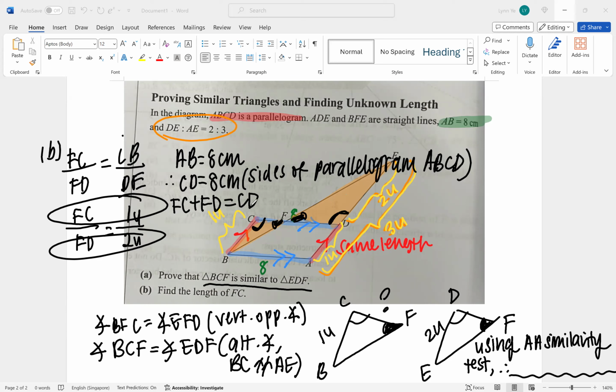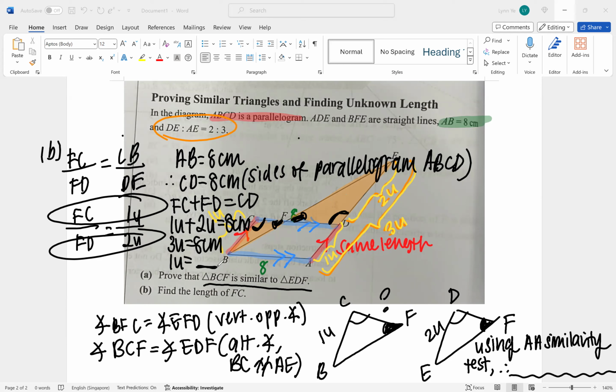And what is CF? Or rather FC? 1 unit. And what is FD? 2 units. So 1 unit and 2 units equal to CD. And what is CD? 8 cm. So I know that 3 units is equal to 8 cm. And therefore I can find 1 unit and FC. Isn't it 1 unit? Correct now, guys. And therefore that will give you the answer. The end. Okay? So that is how you do this kind of question.